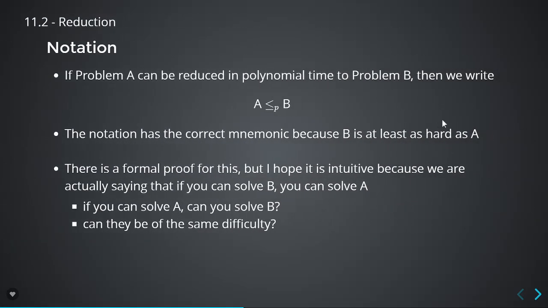And this is where the notation kind of makes sense, because in terms of difficulty, B is as hard as A. As in B cannot be less than A. B cannot be easier. Now, there's a formal proof for this, which we are avoiding because, again, a lot of languages, strings, all that stuff. But I hope it's intuitive anyway, because we are actually saying that if you can solve B, you can solve A. So B must be harder. Because if you look at the opposite, if you can solve A, can you solve B? The answer is maybe not. Like, think about sorting and find max again. They can be of the same difficulty, so maybe you can. But surely B cannot be easier than A. So this notation kind of makes sense.